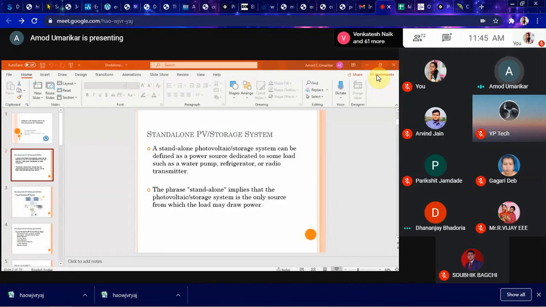So how is the power flow? Power flow will generally be from, let's say, this is the main source of power. If this is the main source of power, this is PV.